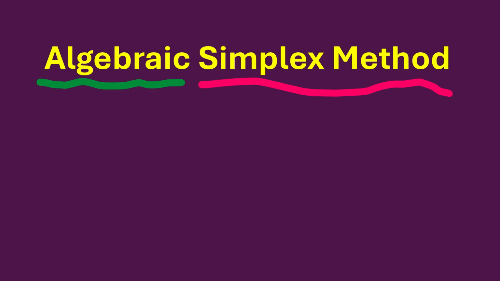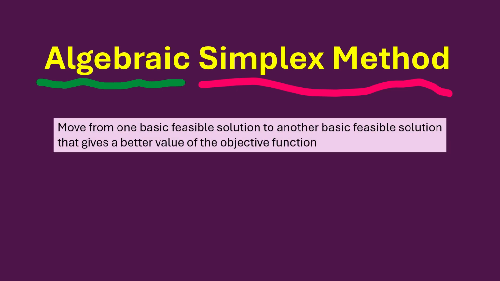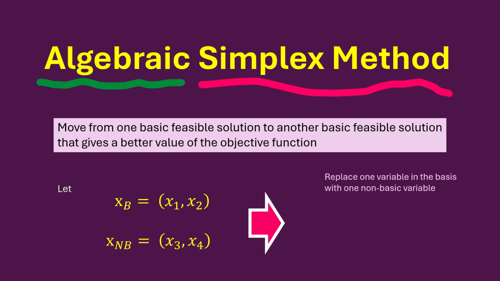Now, we got one basic feasible solution, but the key behind the simplex method is to move from one basic feasible solution to another that gives a better value of the objective function. And how do we do that? Previously, we arbitrarily selected x1 and x2 as basic variables and x3 and x4 as non-basic variables. Now we want to replace one variable in the basis with one non-basic variable.